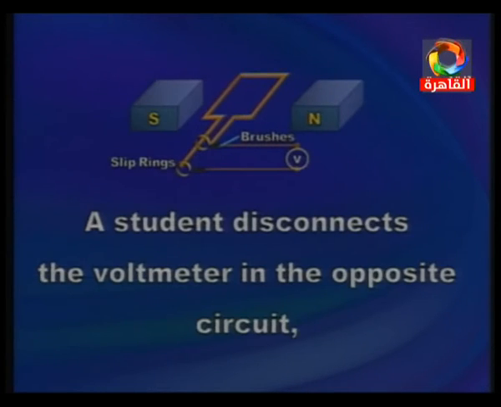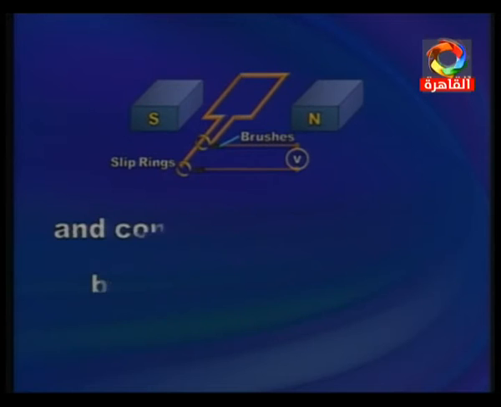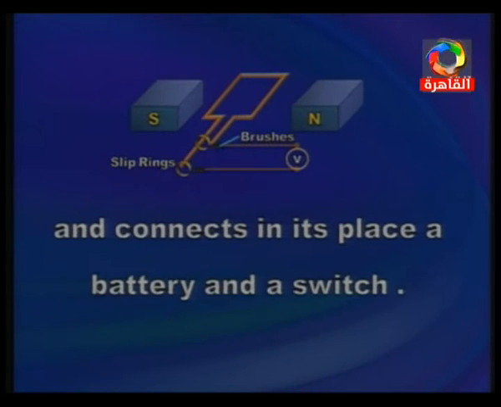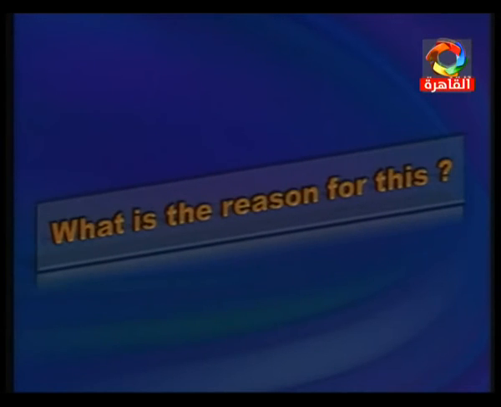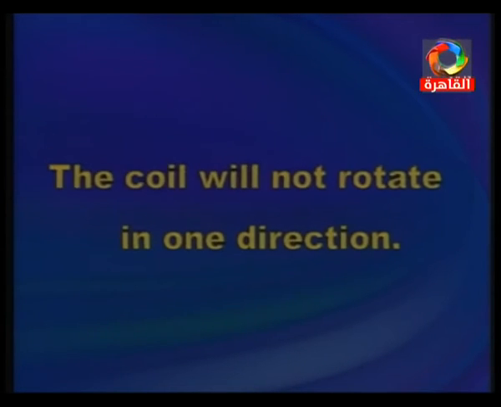Another type of question. A student disconnects the voltmeter in the opposite circuit and connects in its place a battery and a switch. But when he closes the switch, the coil does not rotate as it should in a AC/DC motor. What is the reason for this? Why doesn't it work properly?